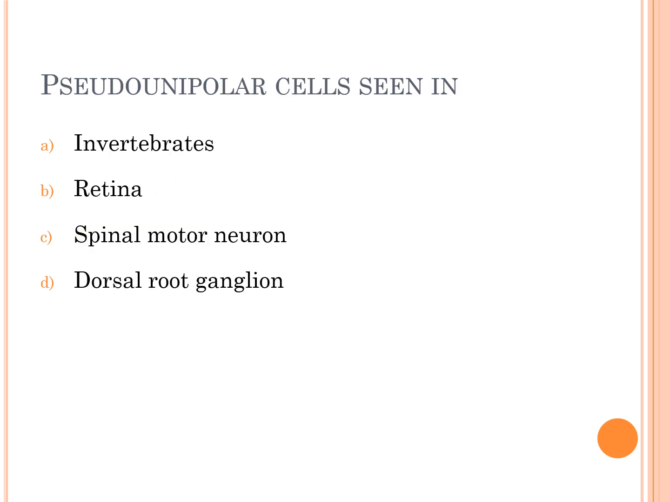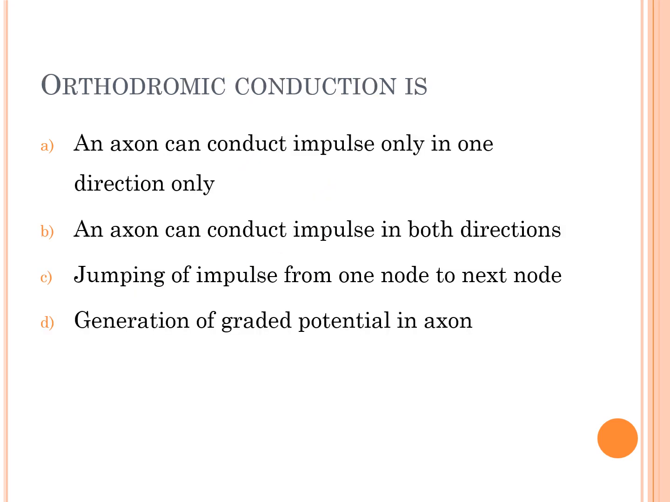Pseudo unipolar type of neurons are seen in which of these: invertebrates, retina, spinal motor neuron, or dorsal root ganglion? The answer is dorsal root ganglion. We know that invertebrates have unipolar type of neurons, the retina and olfactory epithelium have bipolar type of neurons, and the spinal motor neuron has multipolar neurons. So the answer is dorsal root ganglion.